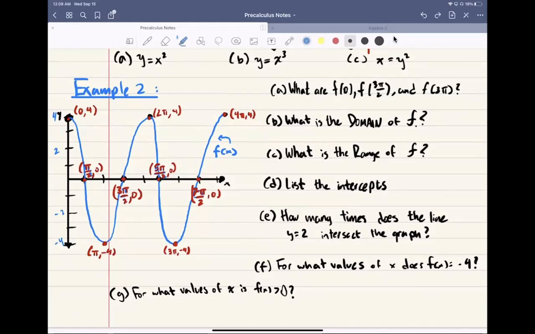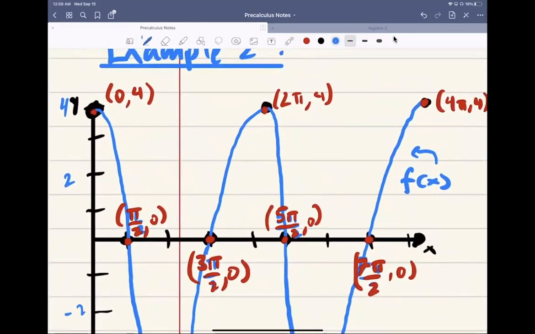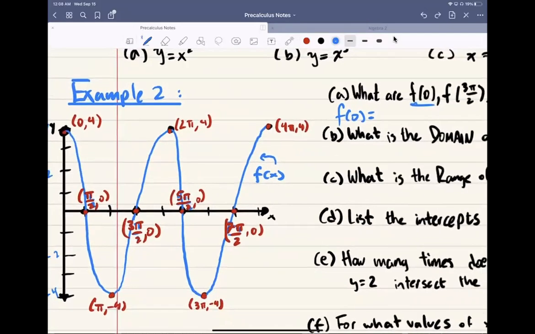We're going to be gathering information from this graph. So how do we gather information from this graph? Well, we're going to start off by simply answering questions. What is f of 0 is our first question. F of 0 should equal a number. So what's here? F of 0, you see this, our x value, our y value is 4. So f of 0 is 4.